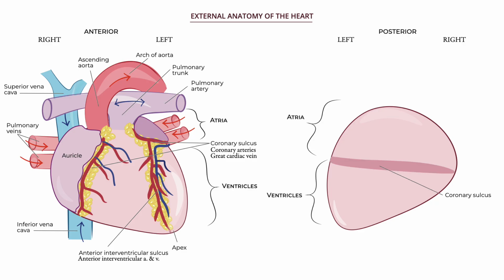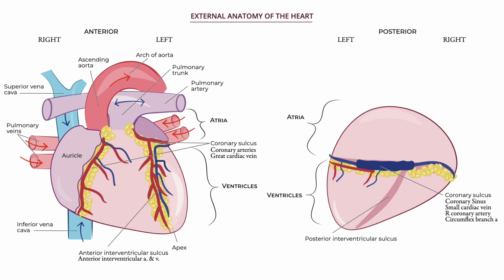Show that it contains the coronary sinus, small cardiac vein, right coronary artery, and the circumflex branch of the left coronary artery. Then between the ventricles, draw the posterior interventricular sulcus. Show that it contains the middle cardiac vein and the posterior interventricular artery. Now we'll draw the roots of the great vessels.